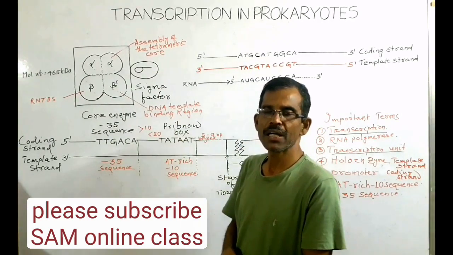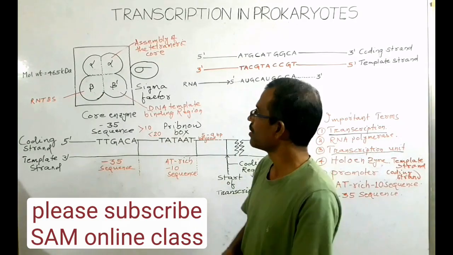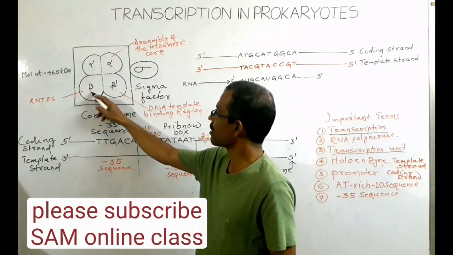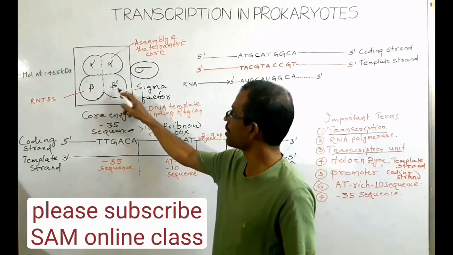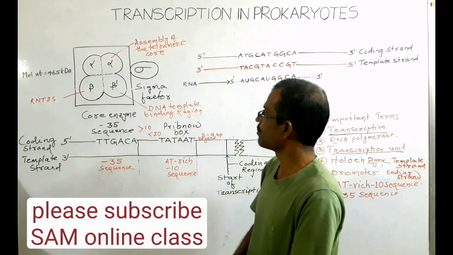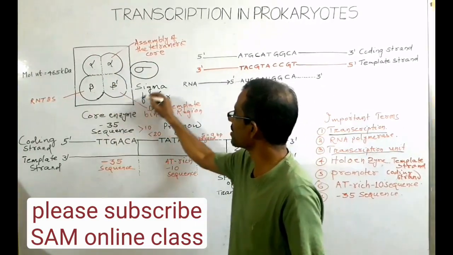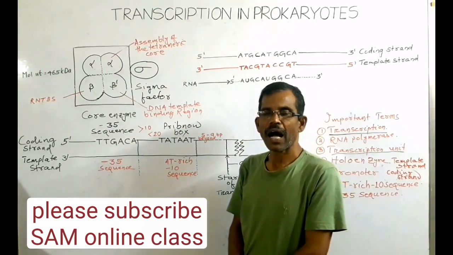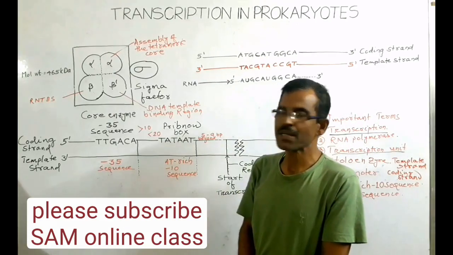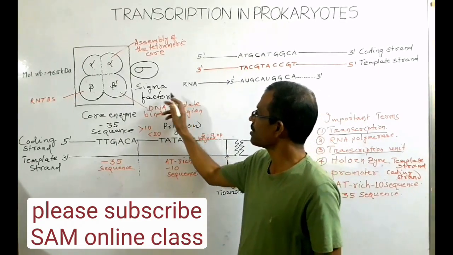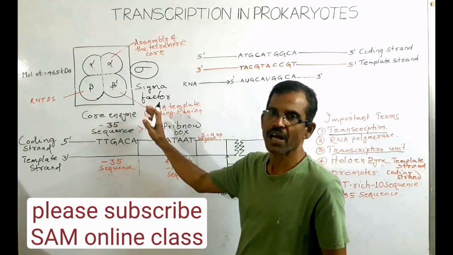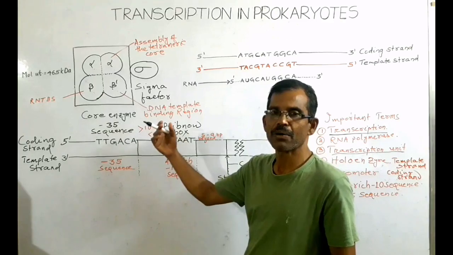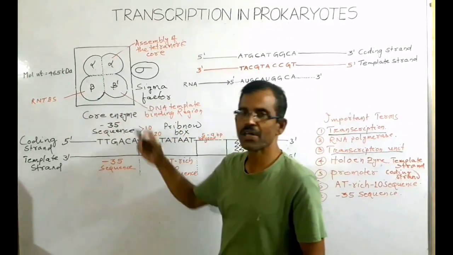The holoenzyme of RNA polymerase is composed of 2 alpha subunits, 1 beta subunit, 1 beta prime subunit, and the sigma factor. This holoenzyme is necessary for initiation of transcription. After initiation of transcription, the sigma factor is dissociated from the holoenzyme. After that, the process of elongation can be carried out with the help of the core enzyme.